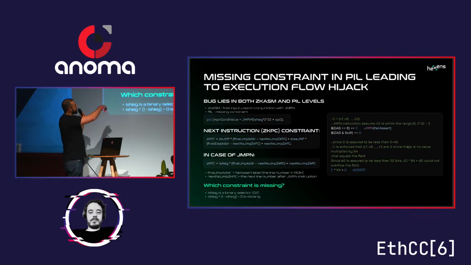And this isNegative polynomial eventually flows down into the last formula of the next instruction constraint, the zk program counter, as you can see. But the thing is that we were missing a constraint here, that isNegative should have binary values 0 or 1, but we don't have this. You can see the constraint; you don't have that constraint there.